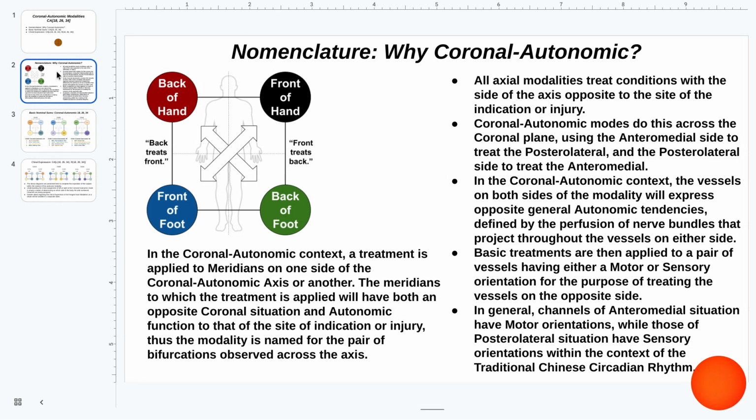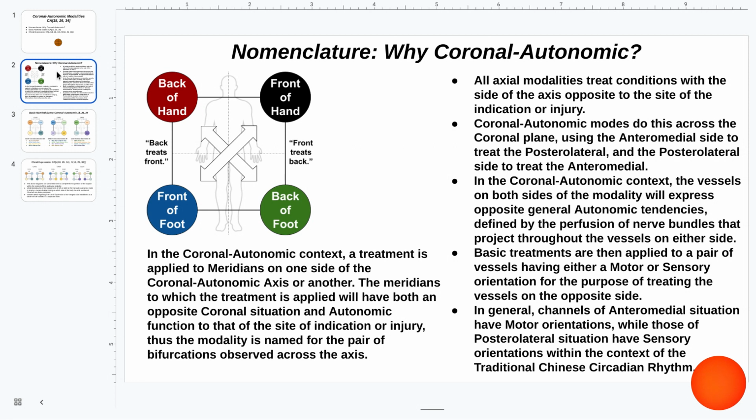They are as follows. All axiomodalities treat conditions with the side of the axis opposite to the site of the indication or injury. Coronal modes do this across the coronal plane, using the anteromedial side to treat the posterolateral side, and the posterolateral side to treat the anteromedial side. In the coronal autonomic context, the vessels on both sides of the modality will express opposite general autonomic tendencies defined by the perfusion of nerve bundles that project through the vessels on either side.